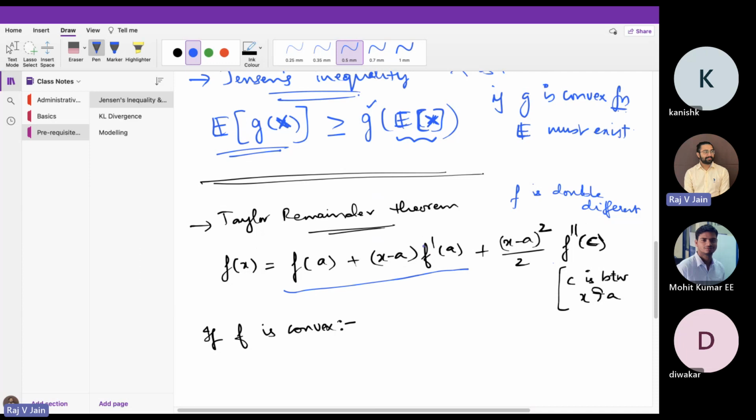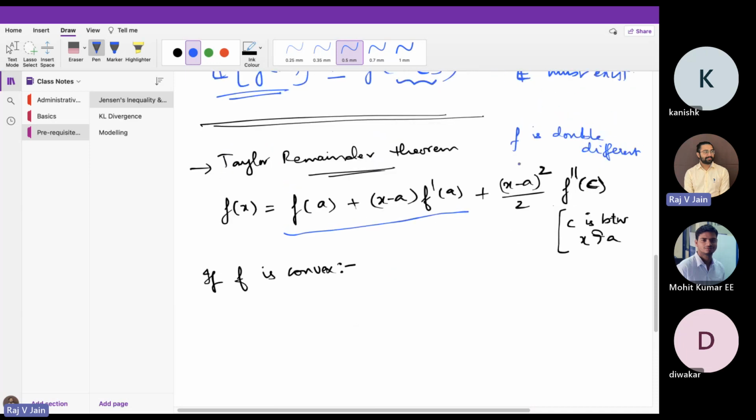Now let's try to apply this to our use case and see how we can come up with the proof of Jensen's inequality. Let's say f is convex, and we also touched upon this point. Any thoughts on which term we can start off analyzing first here? If f is convex, which term here is very intuitive to understand how it will affect the result? Any thoughts?